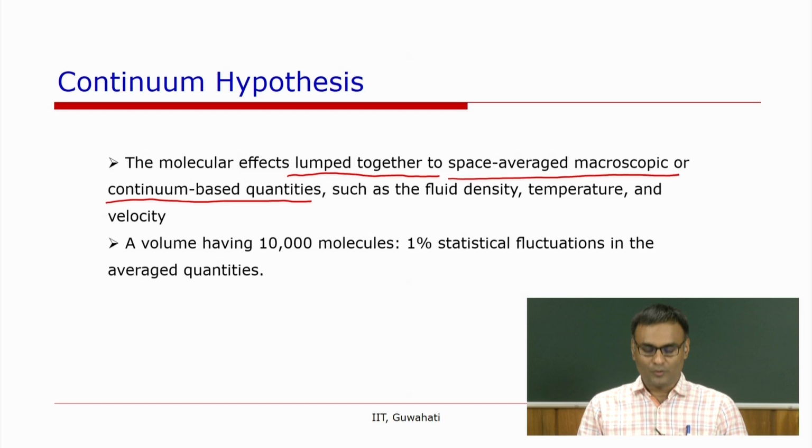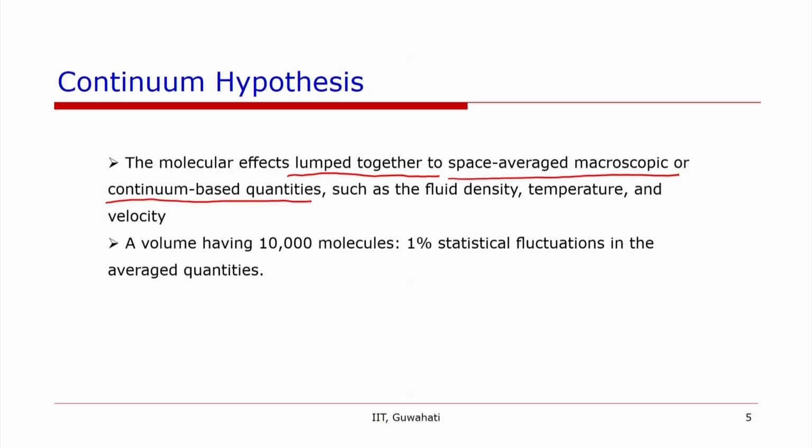We can do so because the number density of molecules is so large that we can treat the molecules to be continuum and analyze the fluid or analyze the system. So, for reference, a volume which has 10,000 molecules has 1% statistical fluctuation in these average quantities. So, probably that should be good enough.